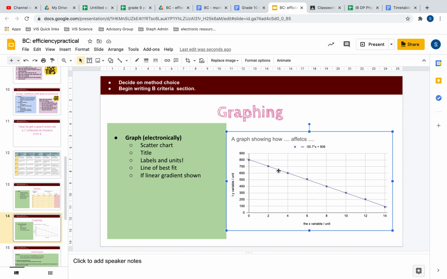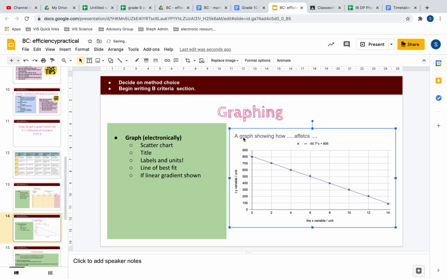You also want to make sure you have a line of best fit in. Be really careful when you do your lines of best fit. Is it linear? Are you getting a curve? You need to select the best fit. If you are getting linear, it's always good to also show your gradient at the top. So you can see here we have a negative gradient of -50.7, and I can see it crosses the y-intercept at 806. Sorry, I'm not wearing my glasses.